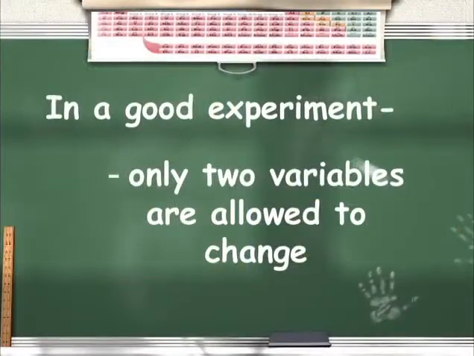So that's a variable too, right? That's right, that is a variable, and that gives us two variables. That's all we can have. So everything else has to be controlled. Now that sounds important. I'd write that down if I were you. In a good experiment, only two variables are allowed to change.